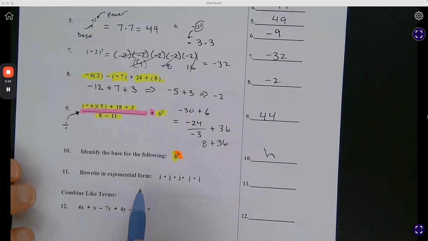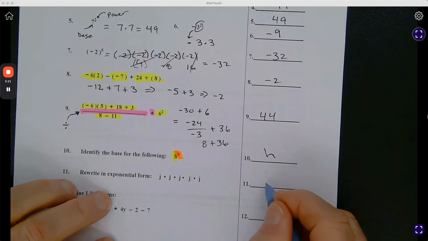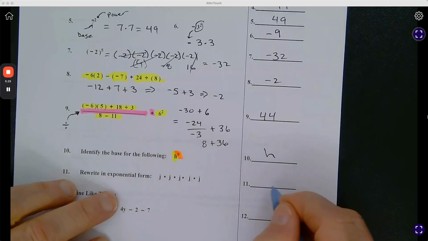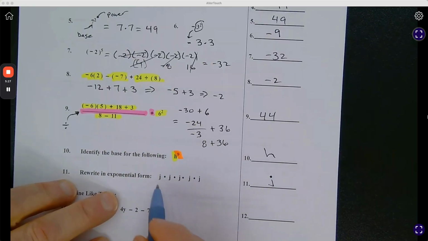If I want to rewrite this in exponential form, remember exponents mean repeated multiplication. So the thing that's being repeated is the base, that's j.